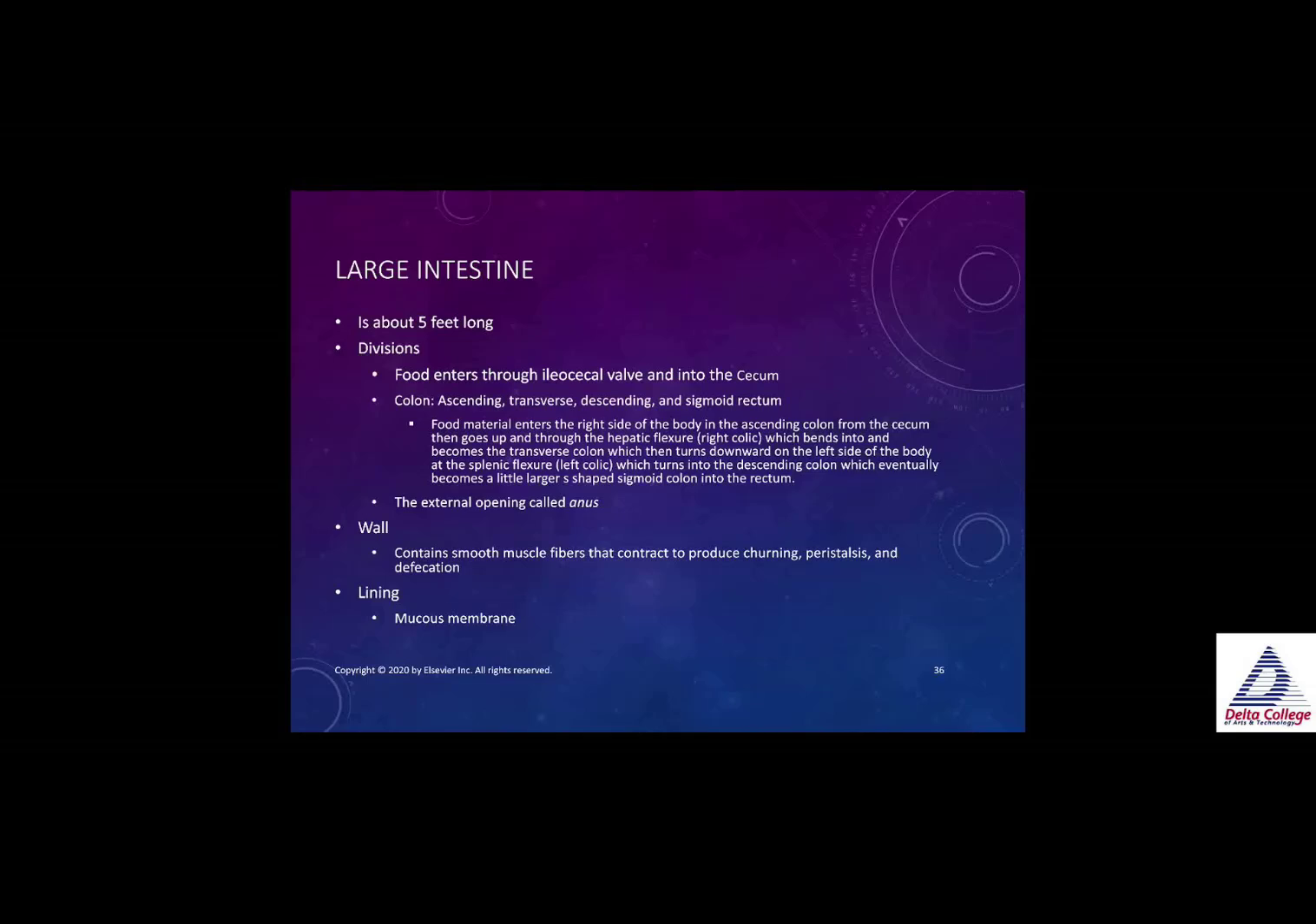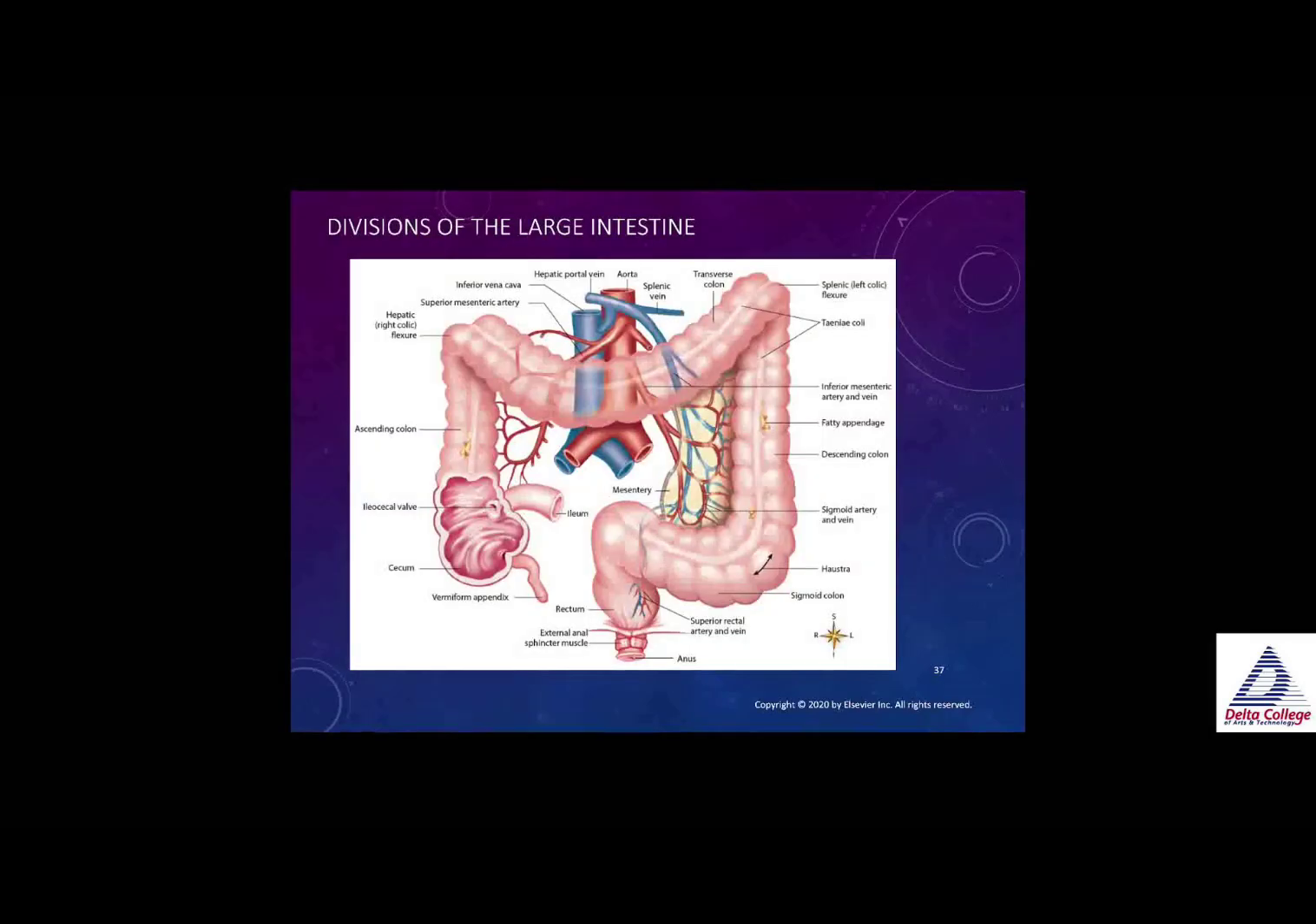Now, the large intestine wall contains smooth muscle fibers that contract to produce this churning peristalsis and eventually lead to defecation. The lining of the large intestine is mucous membrane.